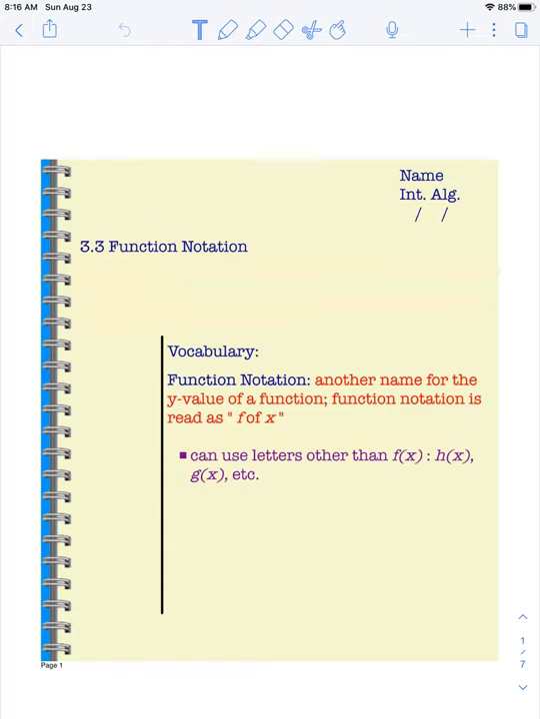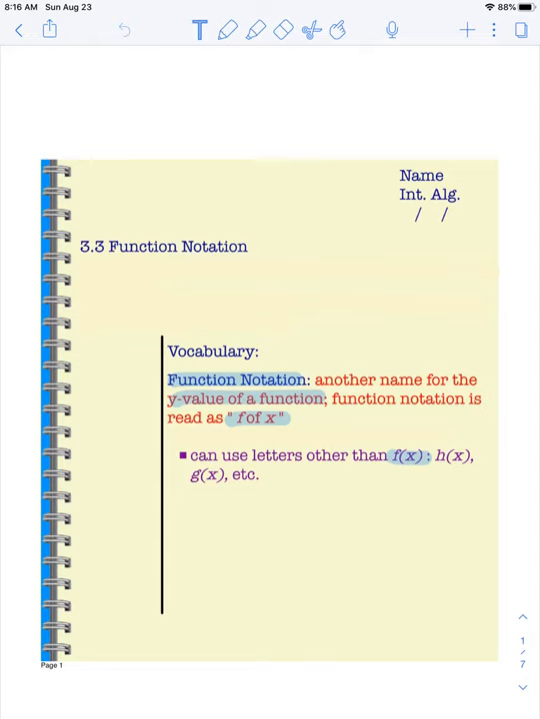All right, today's lesson is probably one of the more important ones in Chapter 3 because once we're familiar with function notation, we will be using it the rest of the year. So what is function notation? Function notation is another name for the y value of a function. It's read as f of x, and it looks like f with x in parentheses. So this means the function of x.